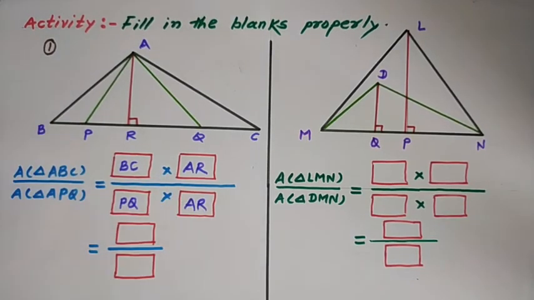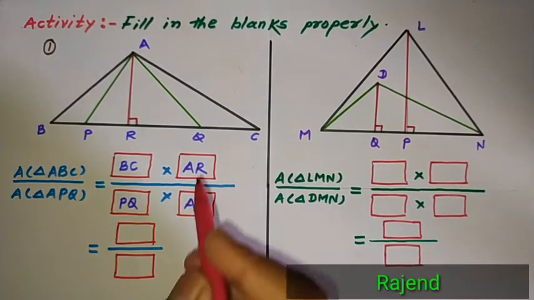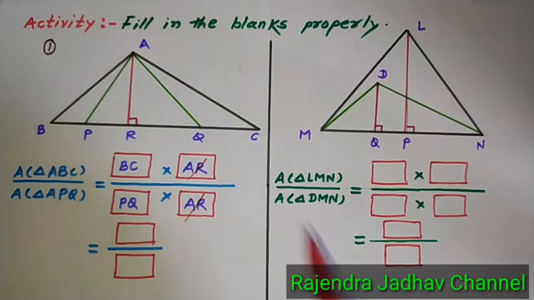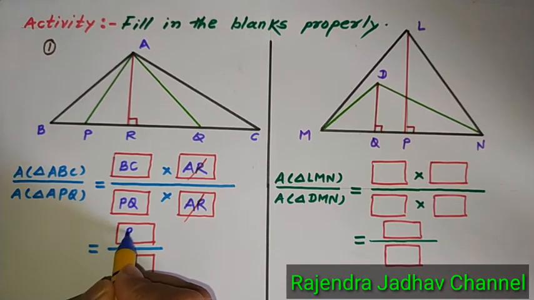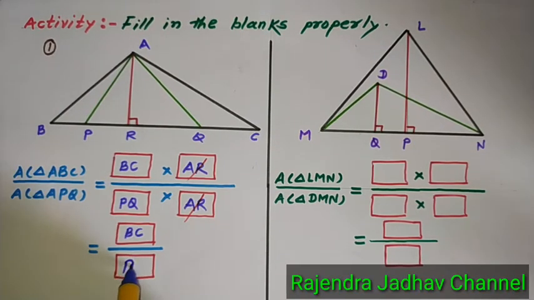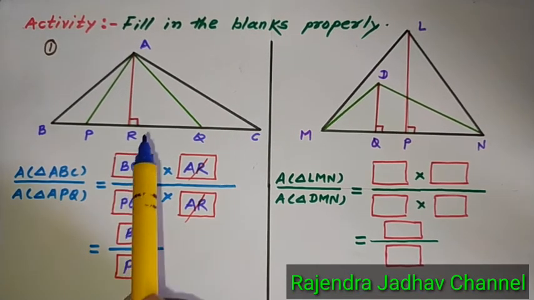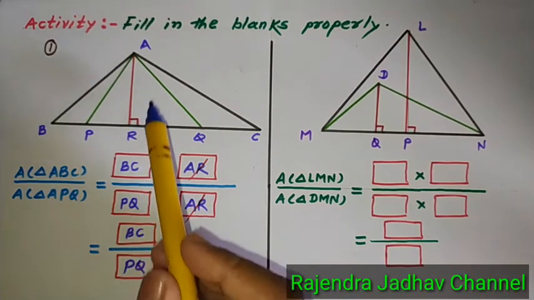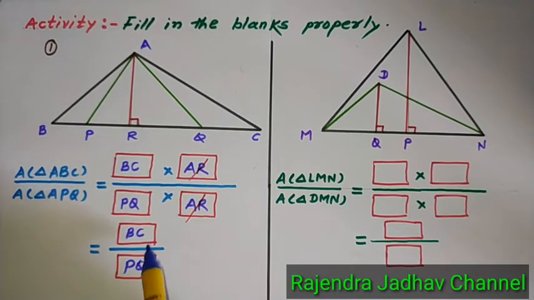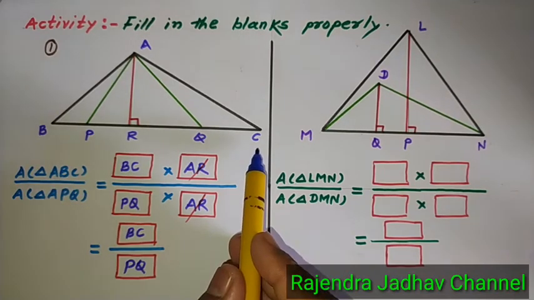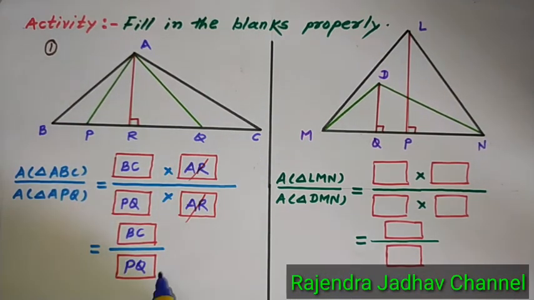In these two triangles the heights are equal, so cancelling the heights, the remaining proportion is BC upon PQ. In these two triangles, with equal height AR, the areas are in proportion to their corresponding bases. BC is the base of the first triangle ABC, and PQ is the base of the second triangle APQ.